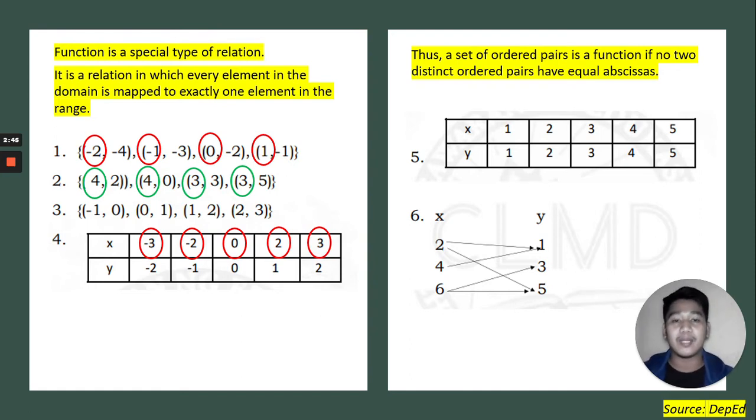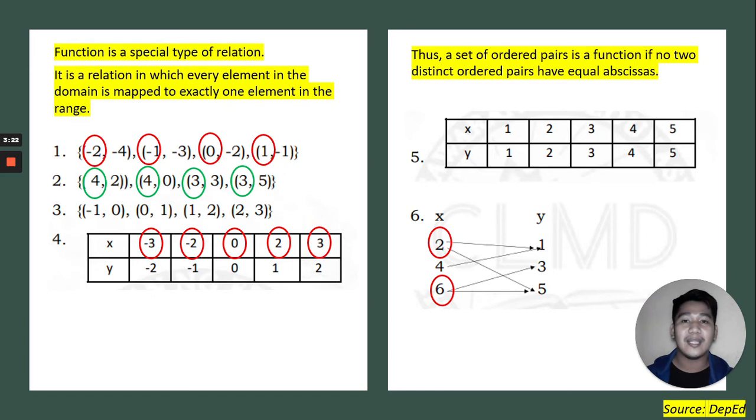Let's proceed with number 6. You can see we have 2, and 2 is mapped not just once but twice. 2 is mapped to two elements in the range, so it doesn't satisfy the definition of a function, which is mapped to exactly one element in the range. So it is not a function. Not just 2, but also 6. Two elements in the domain are mapped twice to elements of the range. So not a function. I hope you learned that.